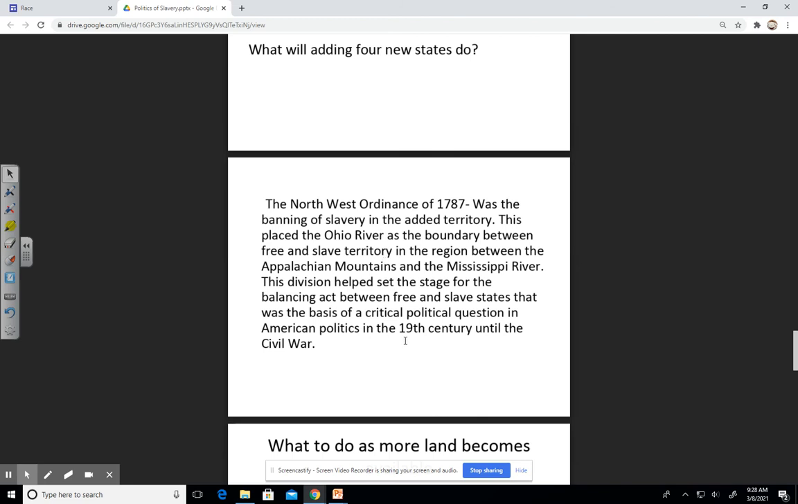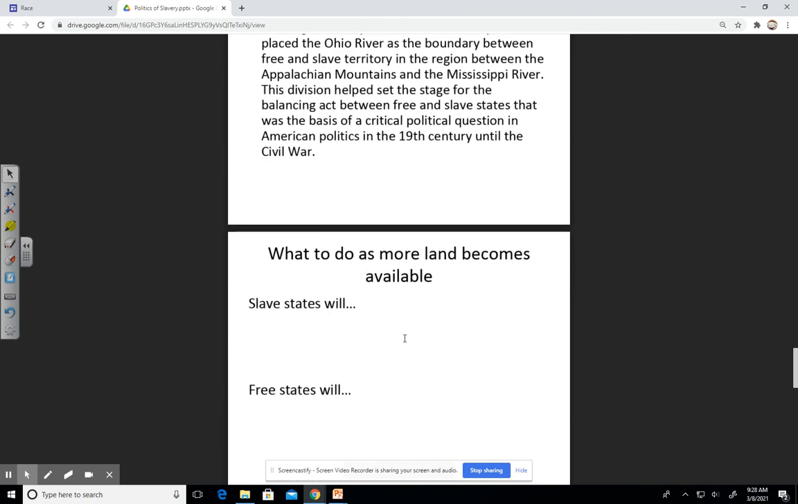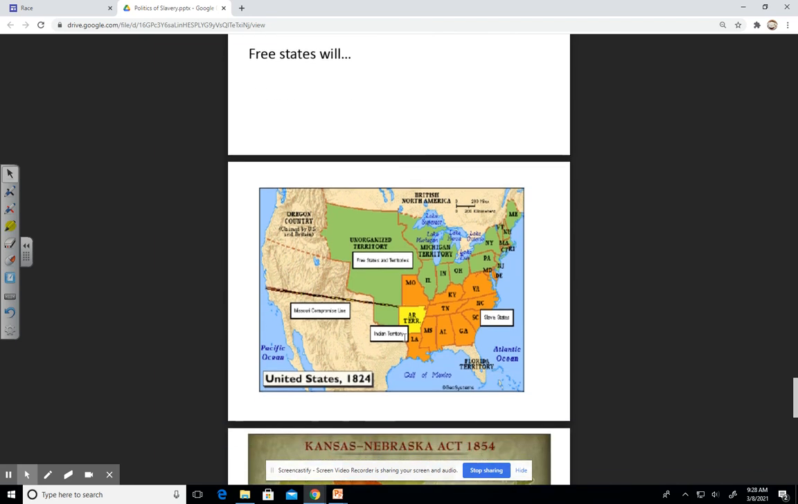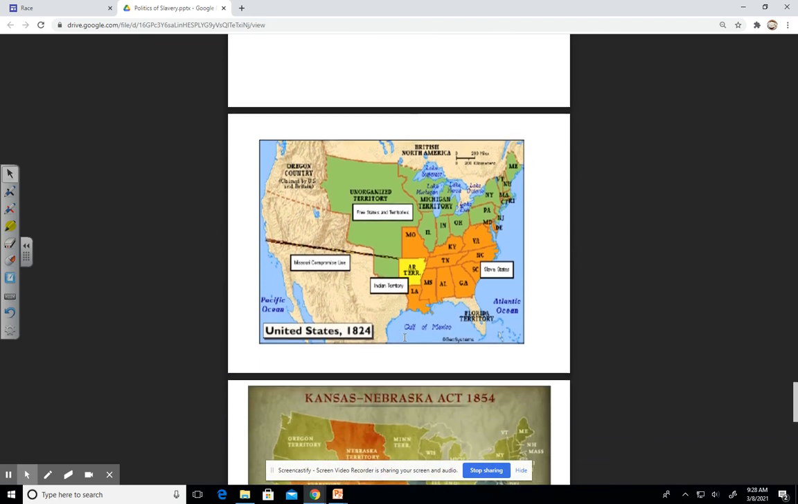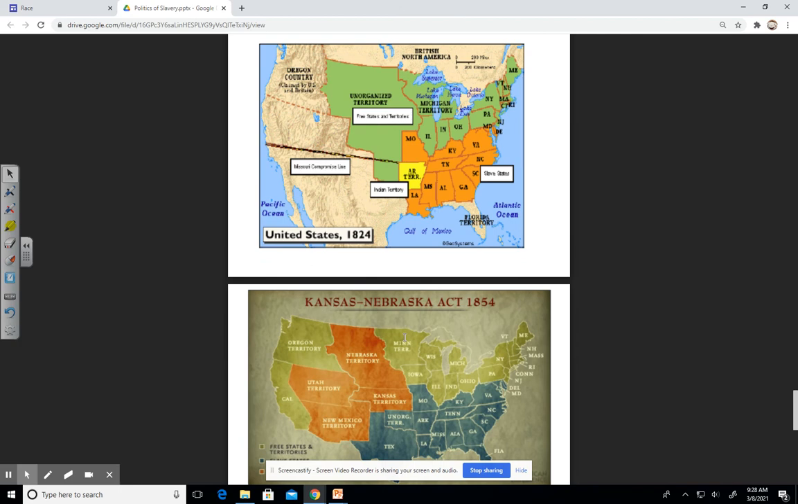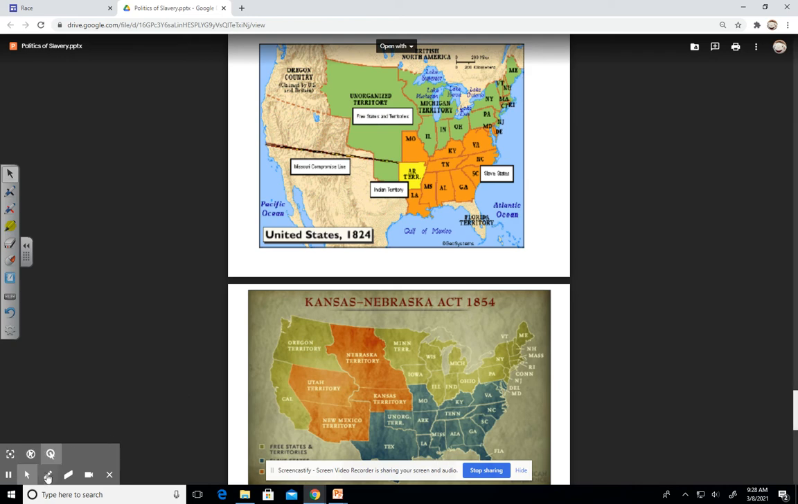And here we start to see the balance possibly get overthrown. And what are we going to do when more states become available, more land? The issue is going to be problematic. If you are wondering about the division here, that's the Missouri Compromise line, which again, compromise, where they're drawing this border and they're pretty much dividing the free states from the slave states through this border.